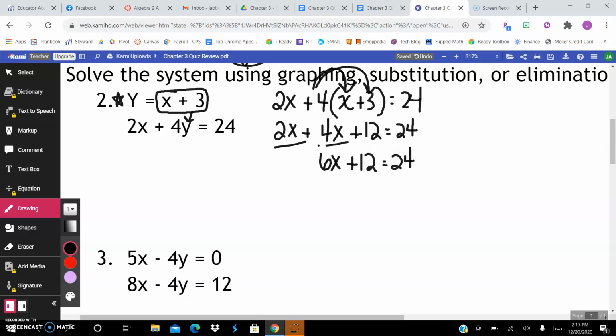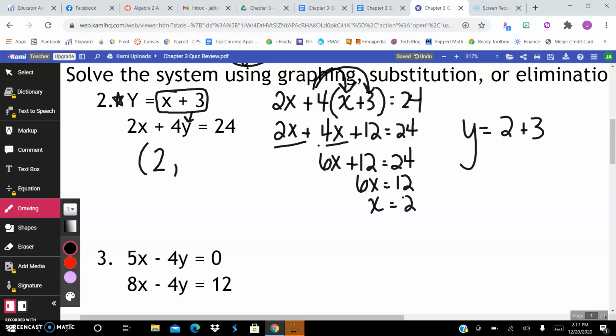And then we're going to subtract 12 from both sides. So I'm going to have 6x equals 12. And then I'm going to divide by 6 on both sides. So I have x equals 2. So that is half of our answer. And I'm going to take that 2 and plug it into one of our original equations. It looks like the top one would be the simplest. So I'm going to do y equals 2 plus 3. That x is now a 2. So y equals 5. I'm going to finish writing my ordered pair. So the solution of that system is (2, 5).